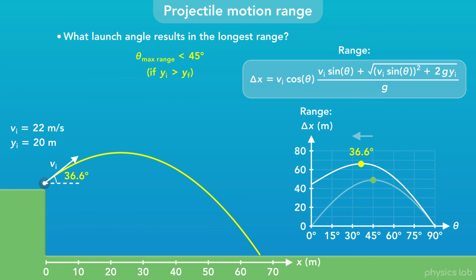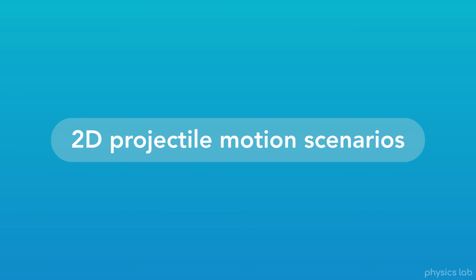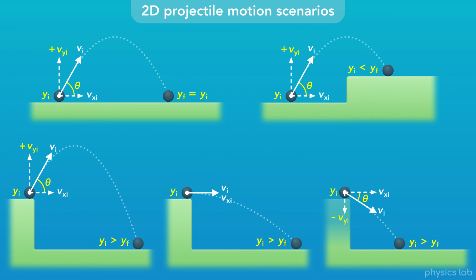So that's a closer look at range in projectile motion. We covered 2 examples in this video, but there's other scenarios for 2D projectile motion. The only difference is the initial and final heights and the angle of the initial velocity, but they all follow the same rules that we covered in this video, and we would solve problems the same way in each case.